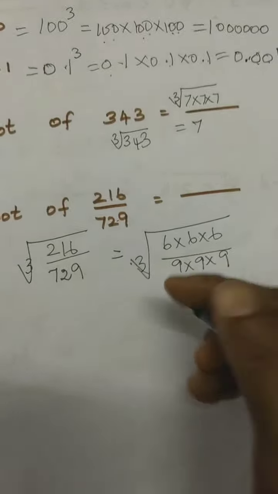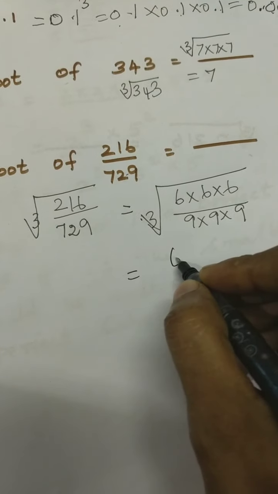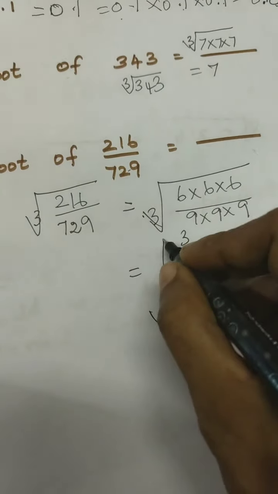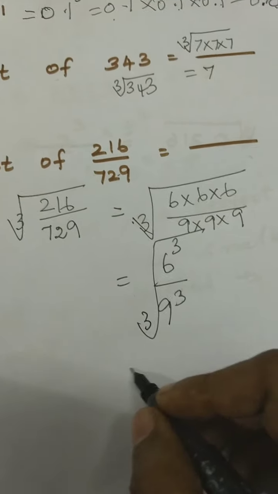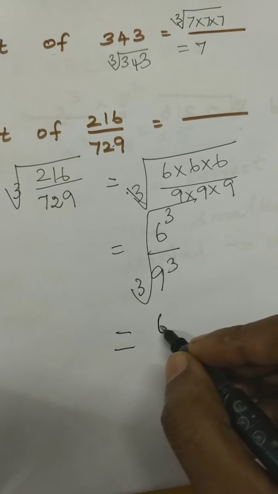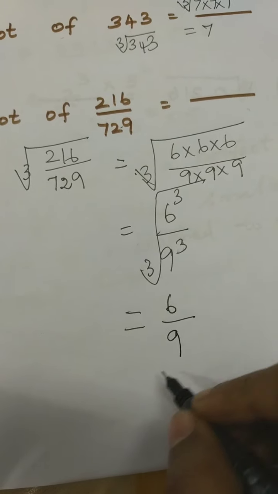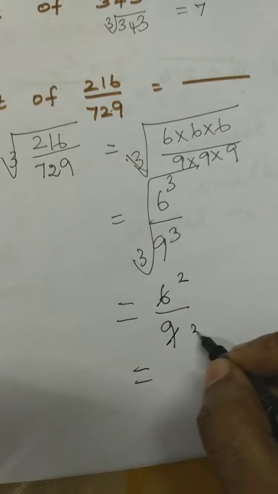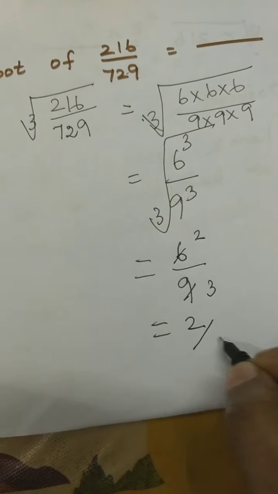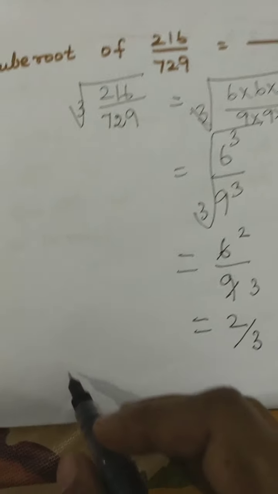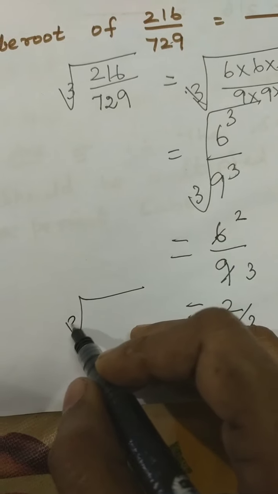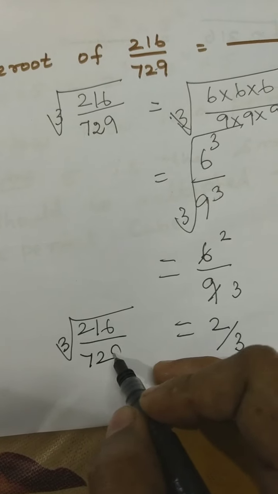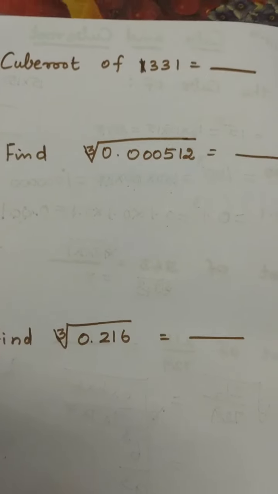Now we can take 6 outside one time. So it is 6 cube by 9 cube, isn't it? It is a cube root, so you have to take 1 outside. The answer: you can cancel. If you cancel, 3 2s are 6, 3 3s are 9. The answer is 2 by 3. So the cube root of 216 divided by 729 is equal to 2 by 3.